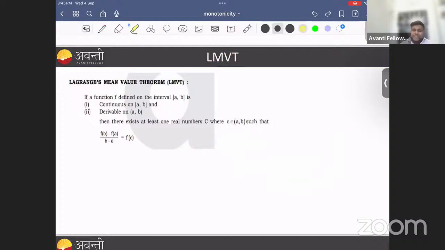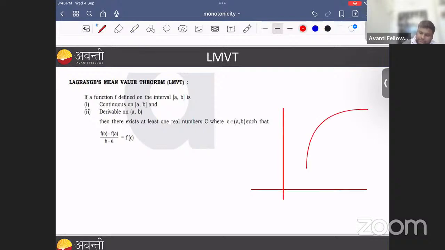This theorem is almost of the same type. First of all, let me give you an essence. Say there is a function like this. Now, in the graph of the function, there are 2 points, say a comma f of a and b comma f of b. Now, you join these 2 points. So, what the theorem is saying, there exists at least one c in interval a to b where the slope of the tangent is equal to the slope of the chord joining a comma f of a and b comma f of b.